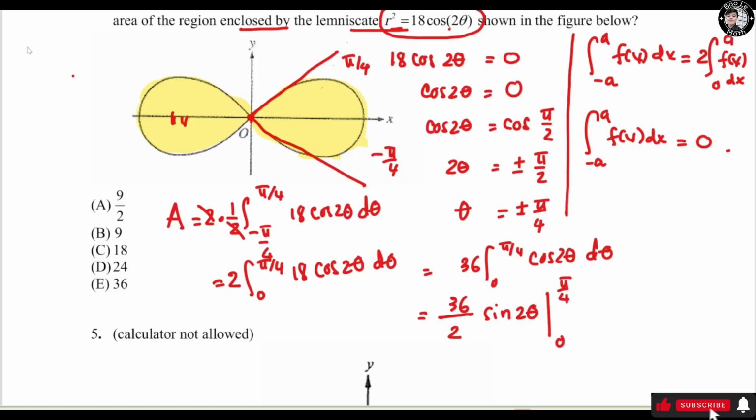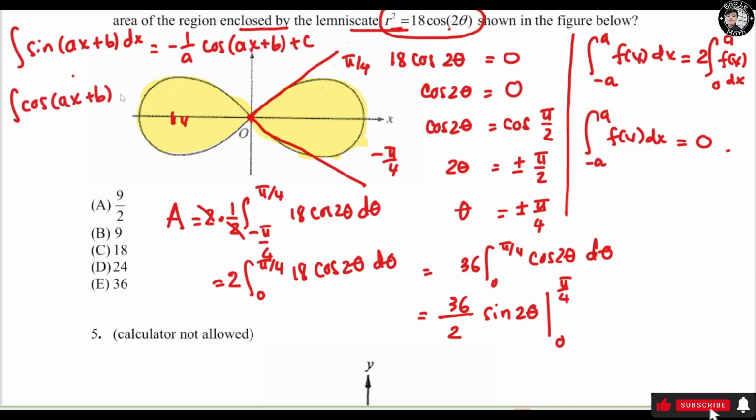Now remember, if you have sine of as plus b, when you take the antiderivative of this one, it turns out to be negative 1 over a cosine of as plus b plus c. Similarly, you have the antiderivative of cosine of as plus b ds. It turns out to be 1 over a sine of as plus b plus c. If you have the antiderivative of e to the as plus b ds, it turns out to be 1 over a e to the as plus b plus c. So keep that in mind.